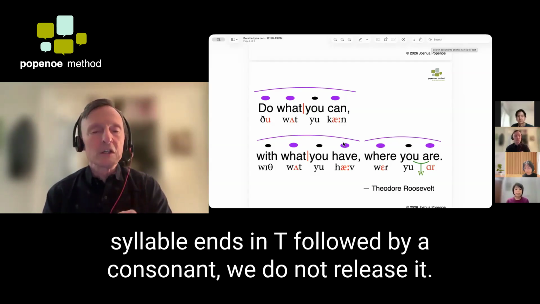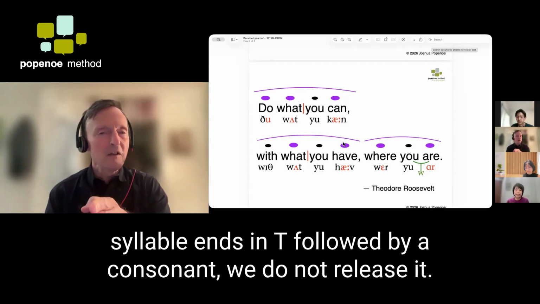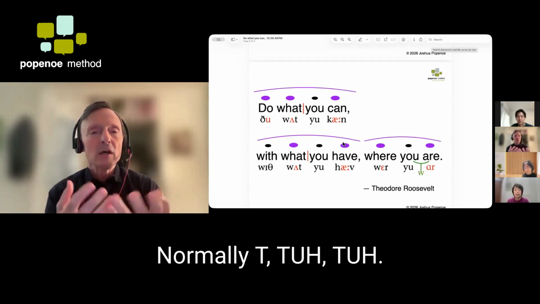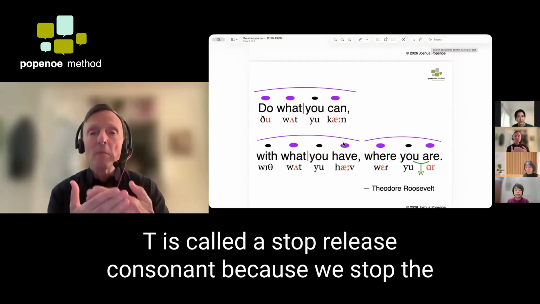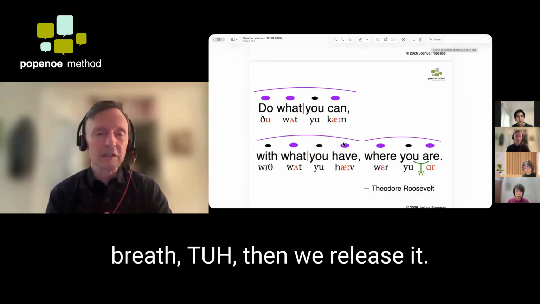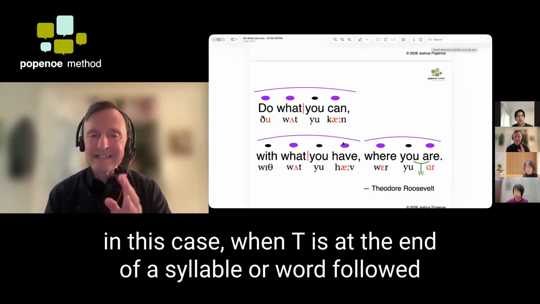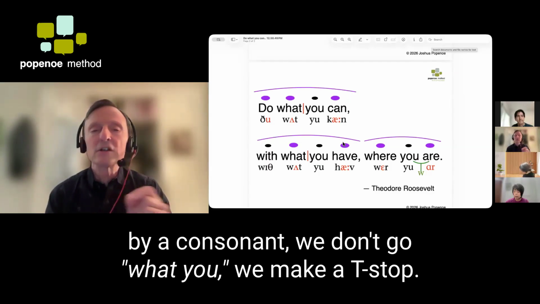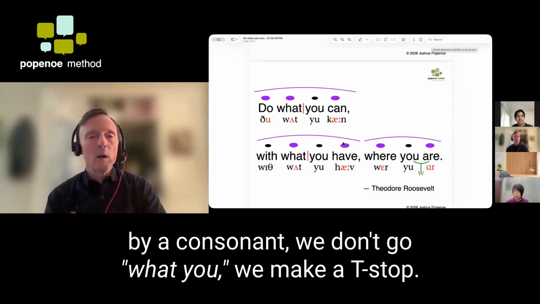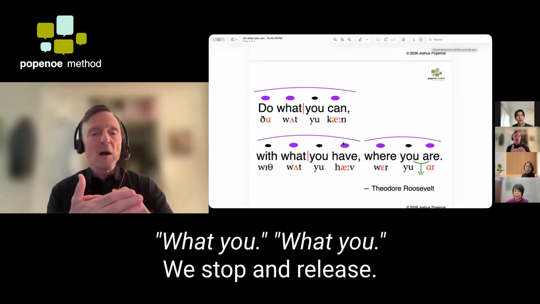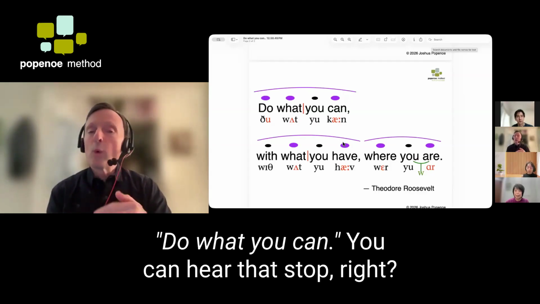When a word or syllable ends in T followed by a consonant, we do not release it. Normally, T is called a stop-release consonant because we stop the breath and we release it. In this case, when T is at the end of a syllable or word followed by a consonant, we don't go what to you, we make a T stop. What you. We stop and release. Do what you can.